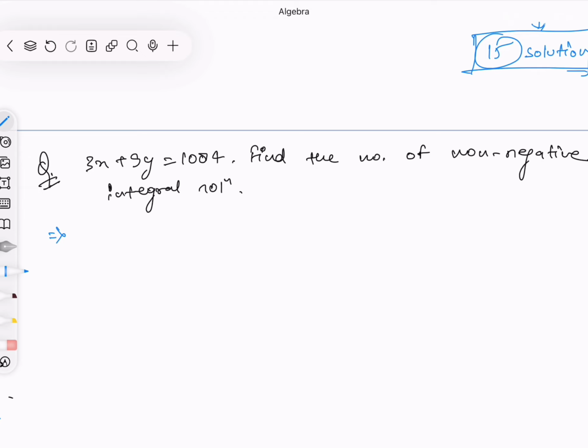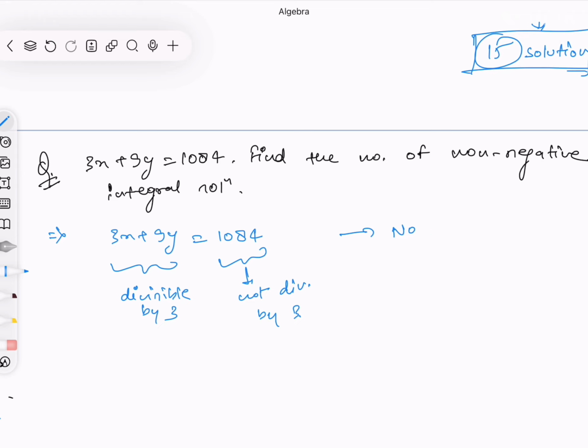Look at the equation very carefully. On the left hand side, this is divisible by 3 completely. If I divide it by 3, it will be x plus 3y. But look at this, this is not divisible by 3. The left hand side is divisible, the right hand side is not. So you will have no solution.